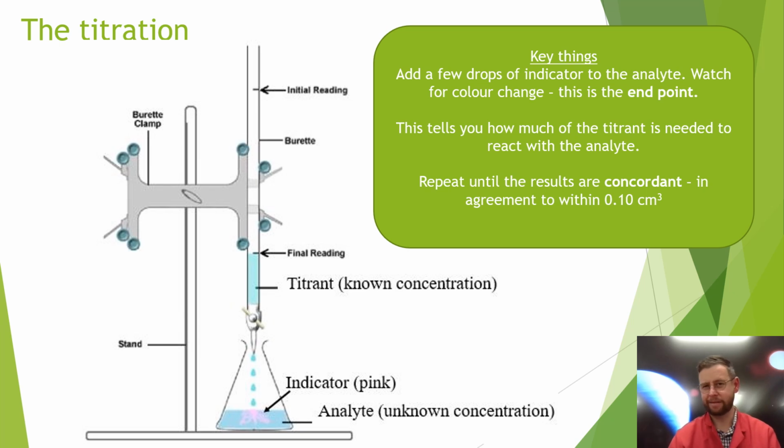basically means the same as each other, the same within 0.1 centimeters cubed, the accuracy of the burette itself. If you were going to do this with the pipette, then the concordance would need to be to the accuracy of those devices.